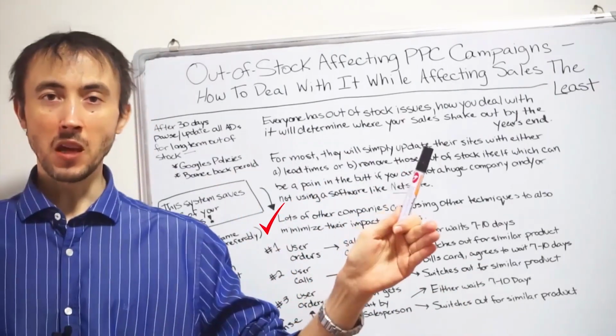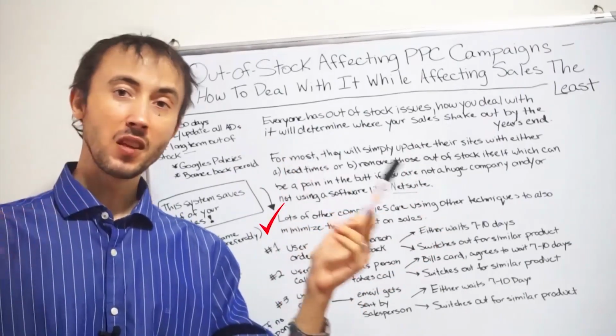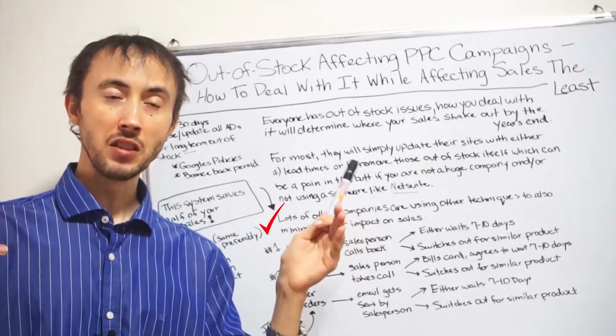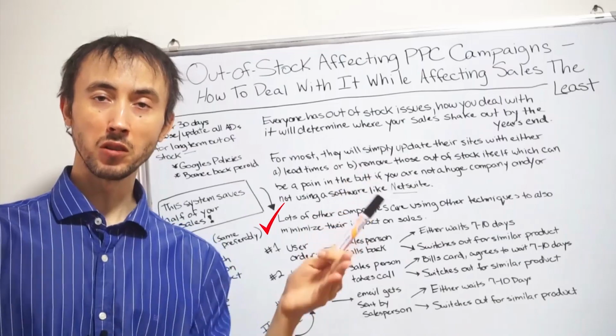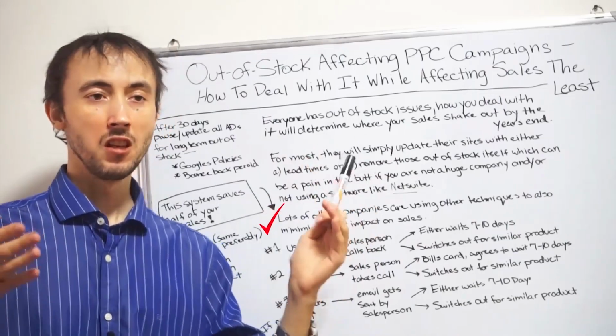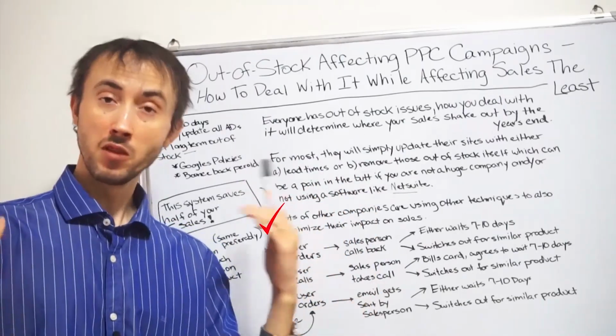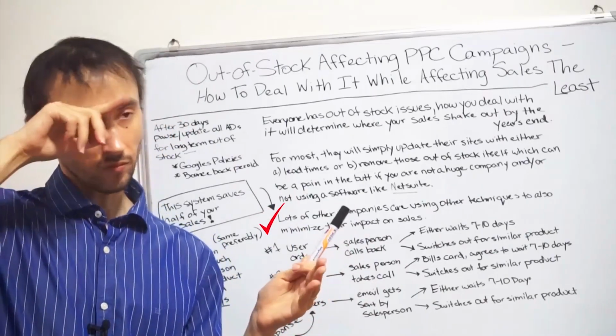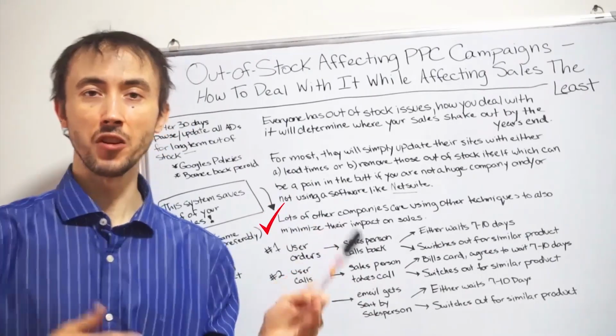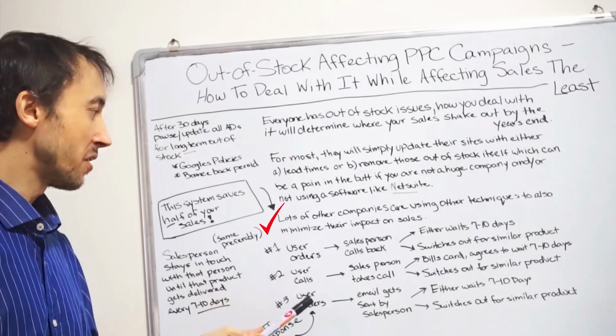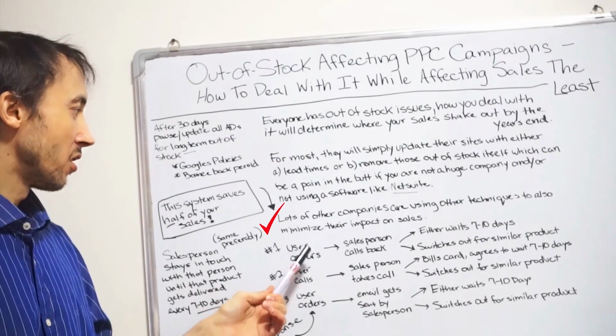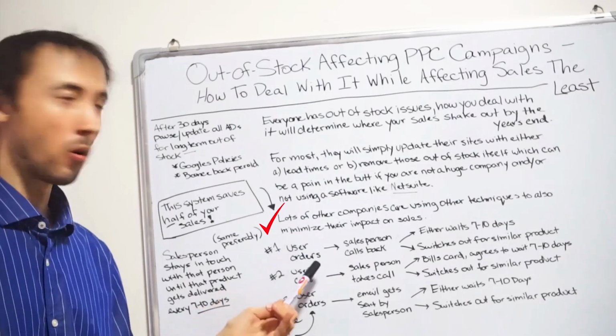So, again, this is sort of against Google's policies. I'll tell you about what Google wants you to do. But what a lot of companies are doing, I'm just telling you what other people are doing here, is they don't put it out of stock on their site right away. What they'll do instead is they'll wait for the user to order.